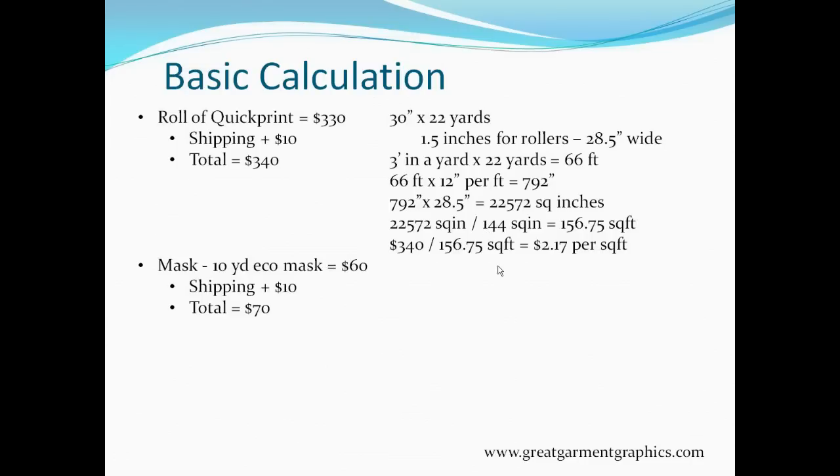So I also, for quick print, I need mask. Well, with mask, I'm going to use EcoMask with this particular product, and that's $60 for a 10-yard roll. Shipping's $10, so I get a total of $70 that this is going to cost me. Well, 30 inches times 10 yards, we're going to go into that calculation again, but remember that I'm not losing anything from the rollers on this. This isn't going through the machine. My mask I'm applying on top of it, so I don't have to subtract out that 1.5 inches for the rollers. I can use that entire area there. So I'm not losing anything with that.